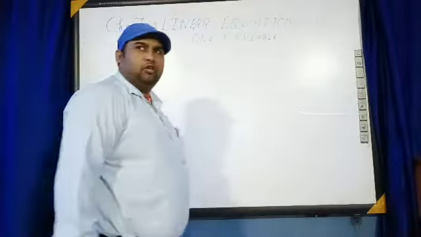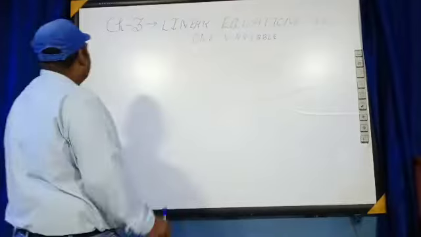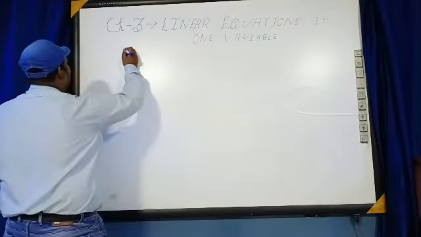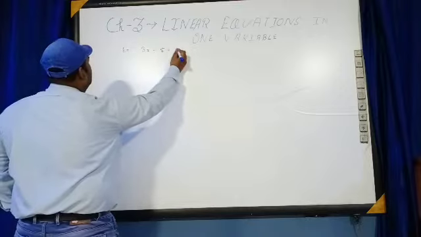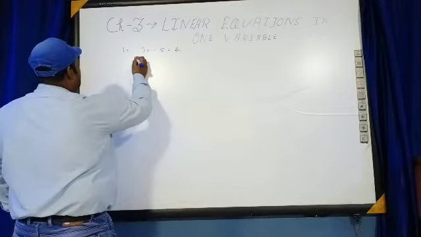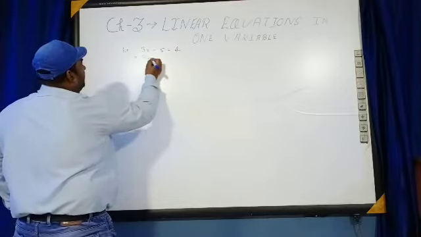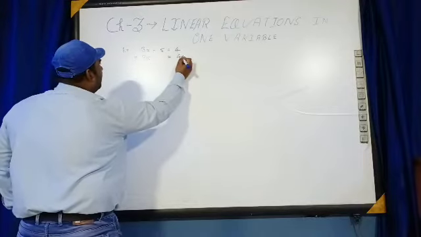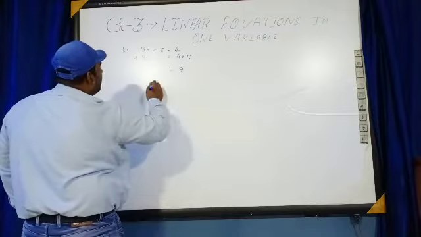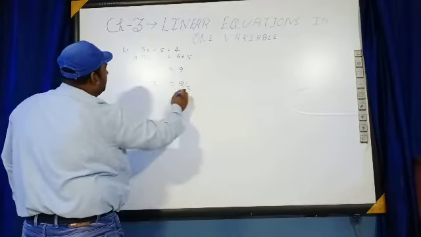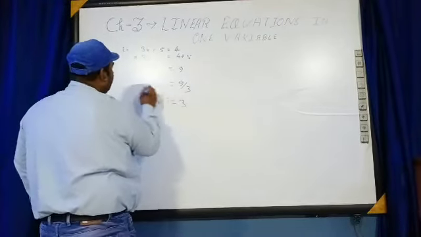Now more examples we will look at. Suppose that our equation is 3x minus 5 is equal to 4. Here 3x is equal to 4 plus 5, that is 3x is equal to 9, x is equal to 9 by 3, x is equal to 3.